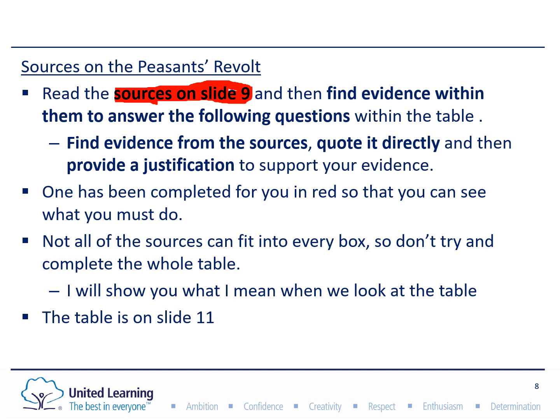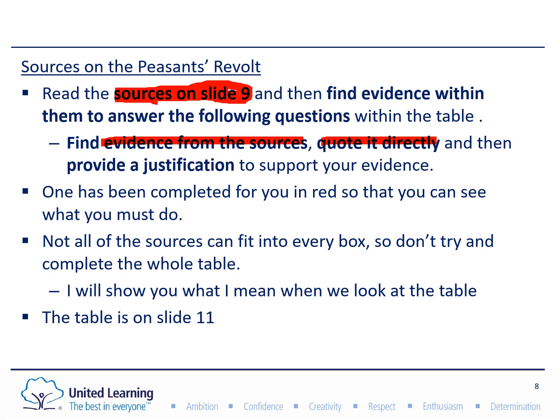You're going to read through the sources, then you're going to find evidence within them to answer the following questions. I'll show you the questions on the next slide. You're going to find the evidence from the source. That is where you highlight it on your source. You're then going to quote directly from the source into the table, which I'll show you, and then you can provide justification to support your answer.